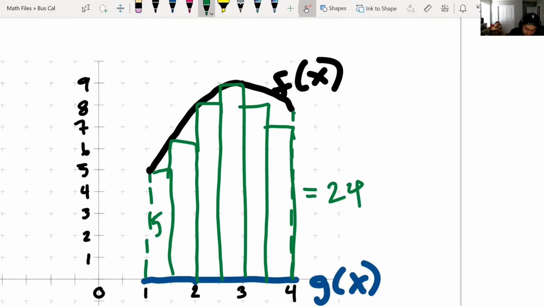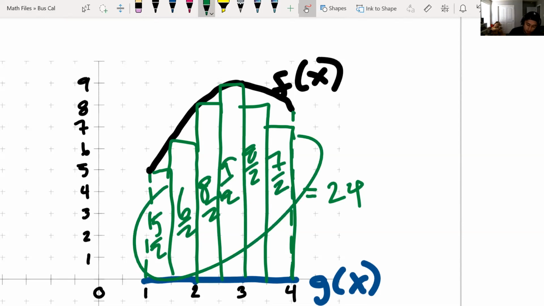This one looks like it'd be an area of, let's see, 6. This one would be 8. What's that? 5, 11, 19. Actually, I think they'd be half that, because those are halves. So this would be 5 halves, 6 halves, 8 halves. This one would be 9 halves. This one would be 8 halves, and this one would be 7 halves. So if you added all these up, you would get a number close enough to 24.